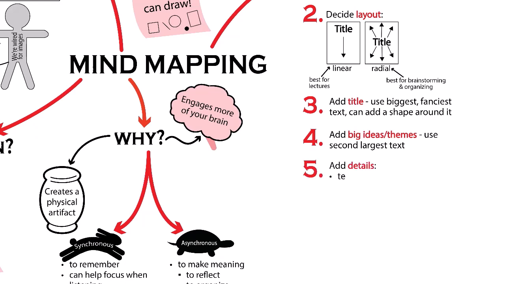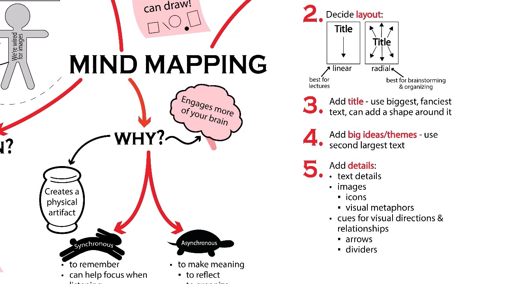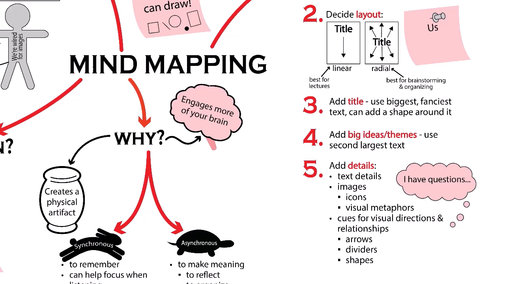Finally, fill in the details, including adding some textual detail and images. The images could be icons like the eye or the brain in this map, or visual metaphors like the rabbit and the turtle. The details also include visual elements like arrows and dividers that direct the viewer's attention and show relationships and divisions between the areas of the map. You can even make little thought bubbles with questions you still have. Some final thoughts are a reminder to use color sparingly, and to remember that the emphasis on the visual images should be ideas and not art.